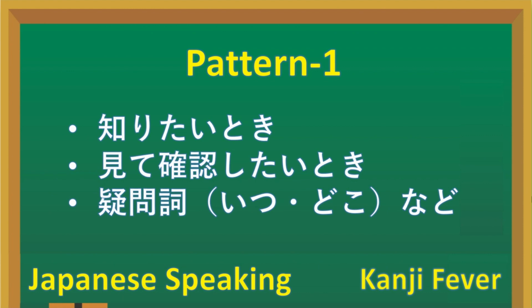Pattern 1 can be used in 3 scenarios. The first scenario is when you want to learn more about something. Second, when you observe something and you make an assumption, and now you want to check whether that assumption is correct or not. The third scenario is when you want to ask questions using words like what, where, when. Then we can use this pattern.